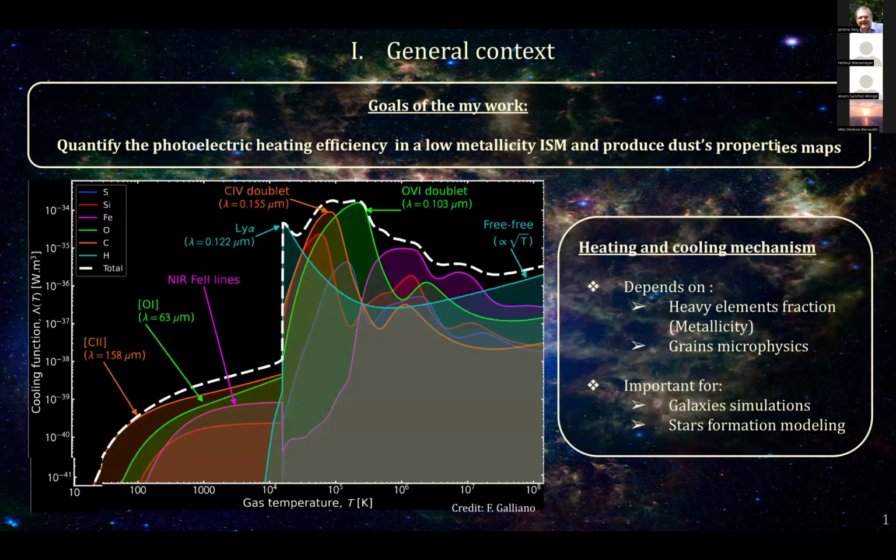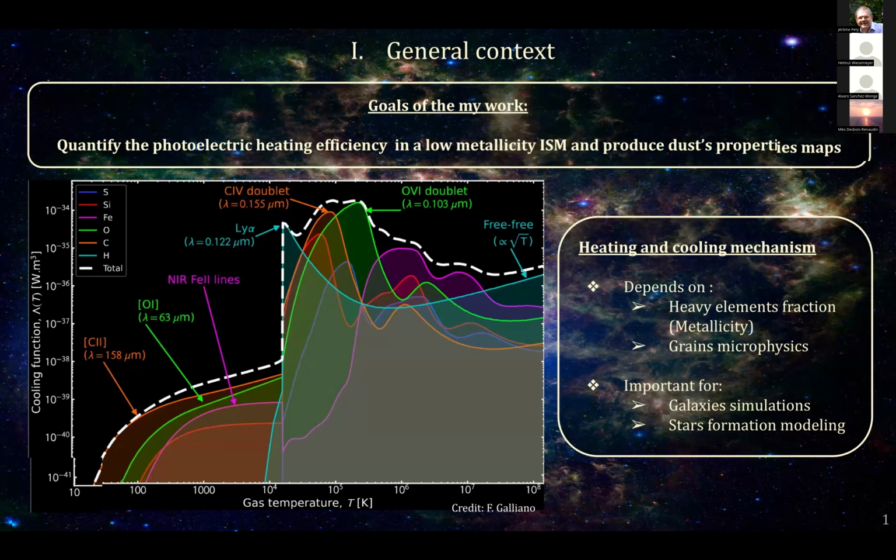So why? I won't go into much detail of this plot, but it's typically a cooling function of the ISM. And you see that the cooling channel changes depending on the gas temperature. But the shape of this function will also change depending on the heavy element fraction, so the metallicity, and the grain microphysics. So why do we care about this function? Because it will be important for galaxy simulation and also star formation modeling. So typically, we are trying to constrain this part of the graph.